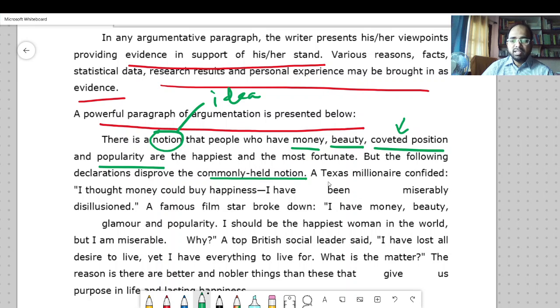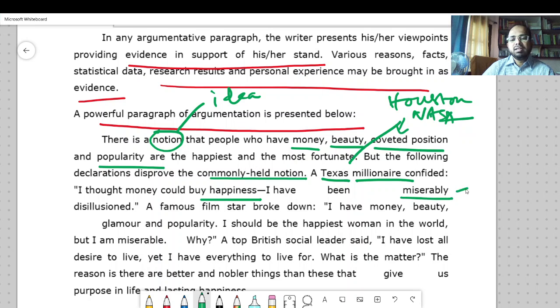The Texas millionaire. டெக்சாஸ்னா அமெரிக்கன் சிட்டி, அமெரிக்கன் ஸ்டேட், a southern state which has got very good Indian-like climate, and this is a place where we have got a launching facility by NASA also. We have got Houston, from where rockets are launched; almost even 2 days before there was a launch. Houston in Texas is in the southern North American states, and he mainly confided: I thought money could buy happiness, but I have been miserably disillusioned.